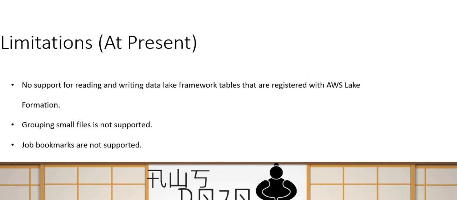There are some limitations which you should be aware of. So first, right now it's not working with AWS Lake Formation registered tables. So if your data lake framework tables are registered with Lake Formation and you want to make it work with Glue Job, right now it is not supported. Grouping of small files is not supported at this point of time, and job bookmarks are not supported at this point of time. So these are the few things you should know are not supported when you're using a Glue Job with Iceberg table.